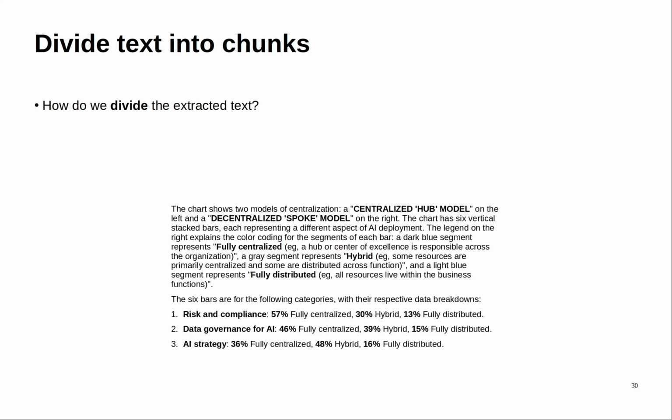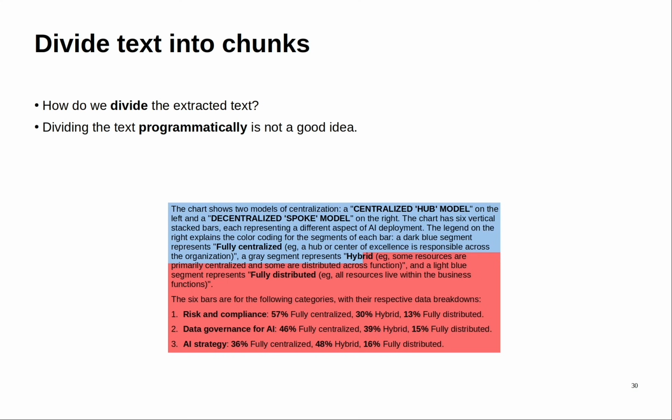In this system, you divide the text programmatically into chunks that have the same size. Let's say that you have this text. Programmatically means that you will decide to divide this text into, let's say, chunks that have 200 characters, or say by paragraph, or something like that. This is not a good idea because we risk losing context between chunks.